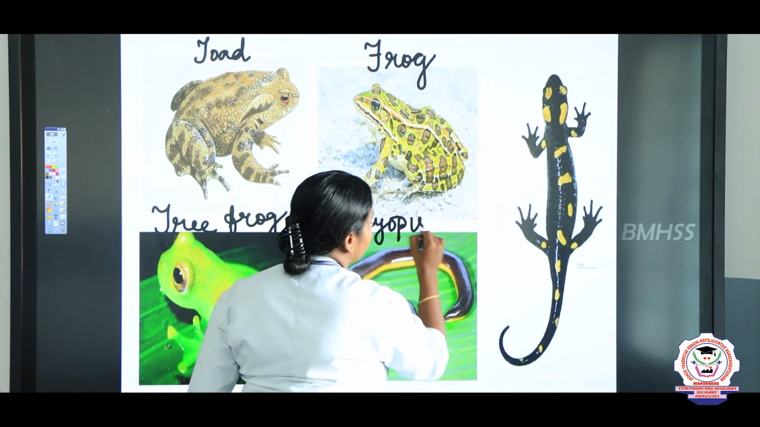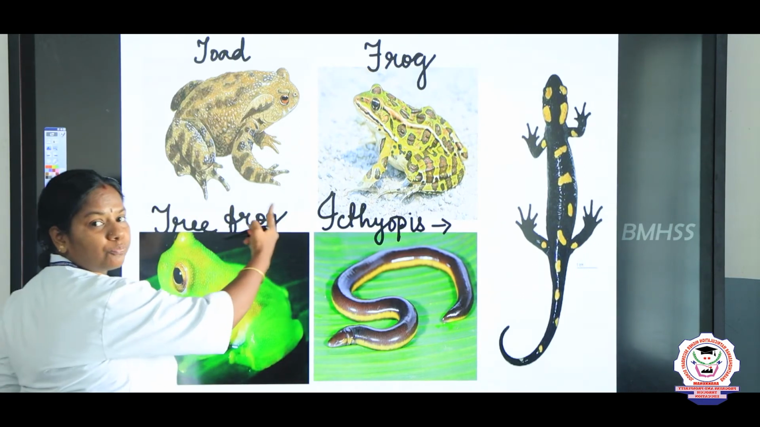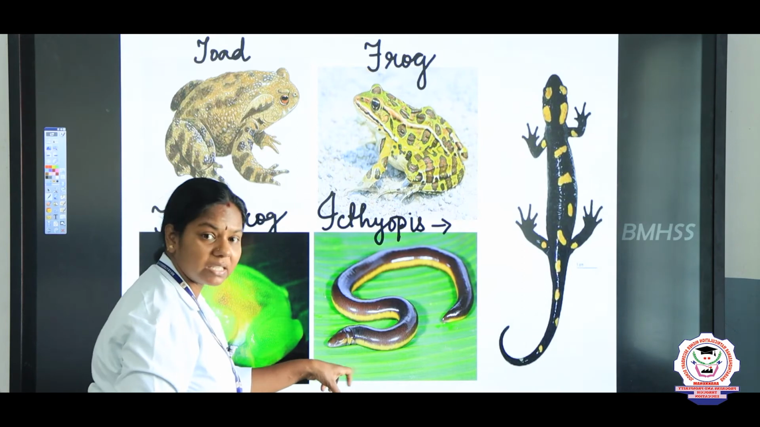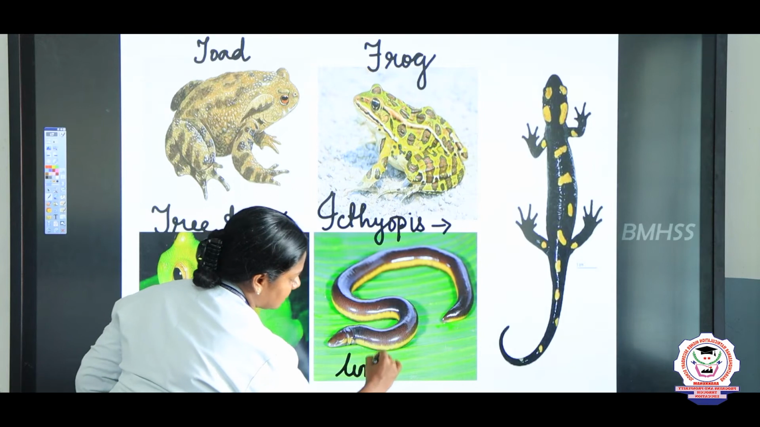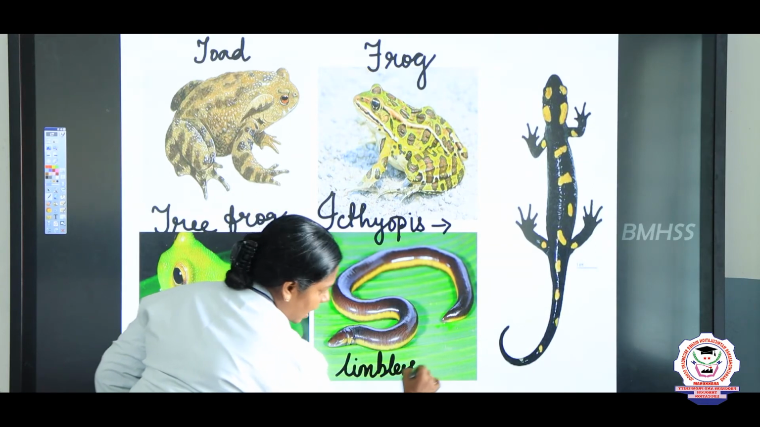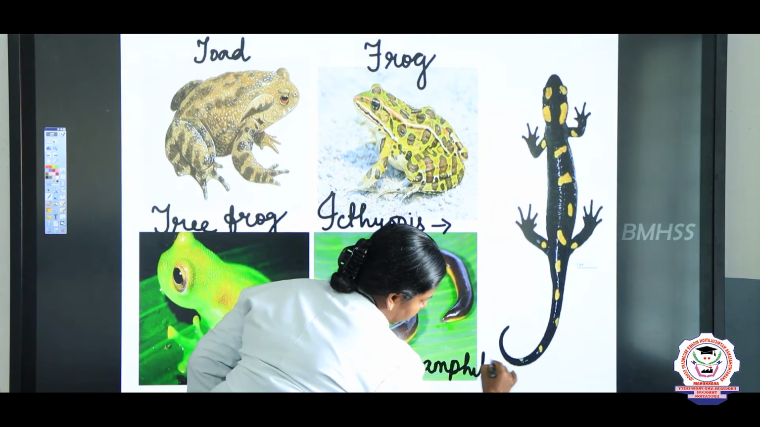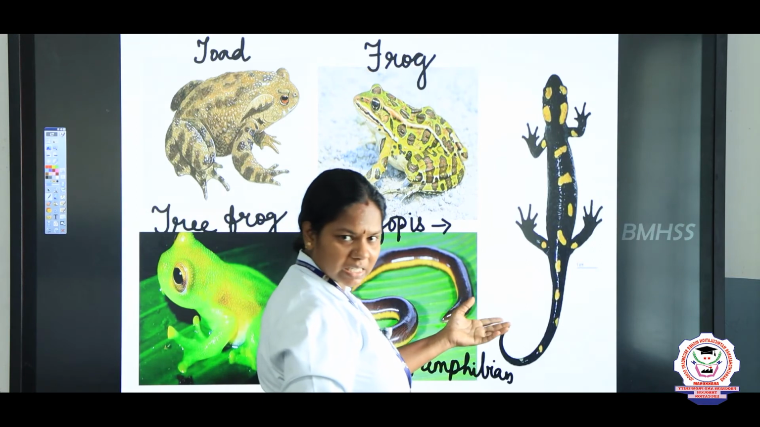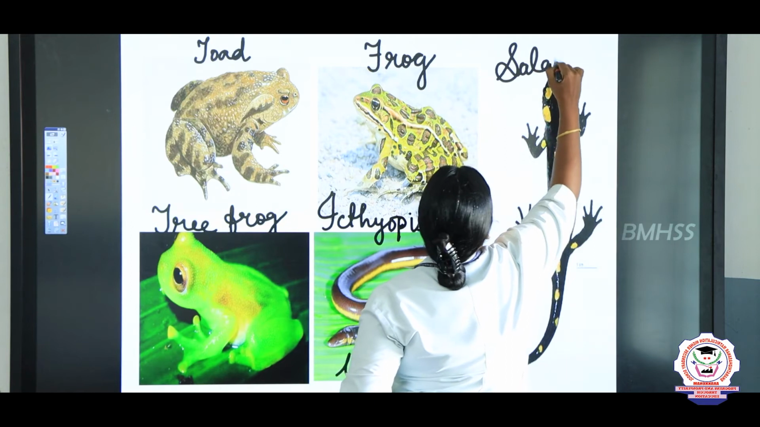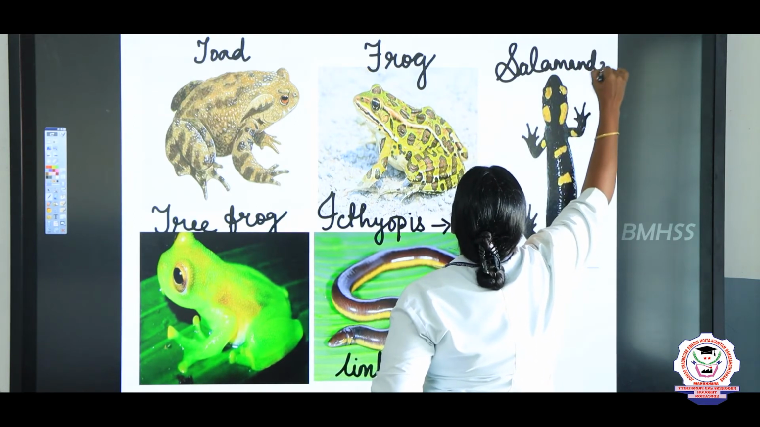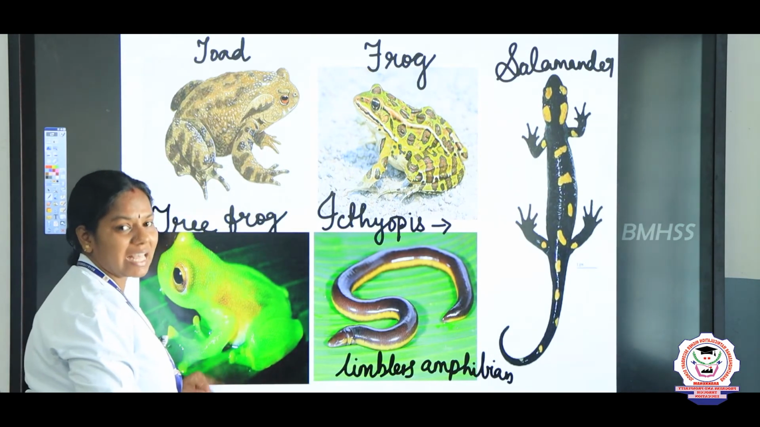Ichthyophis is a limbless amphibian. All the amphibians you see in this picture possess forelimbs and hind limbs, but this one does not have any limbs, so we can also call it a limbless amphibian. And this is Salamandra. The common name is salamander, and it possesses a long tail. So these are the examples of class Amphibia.